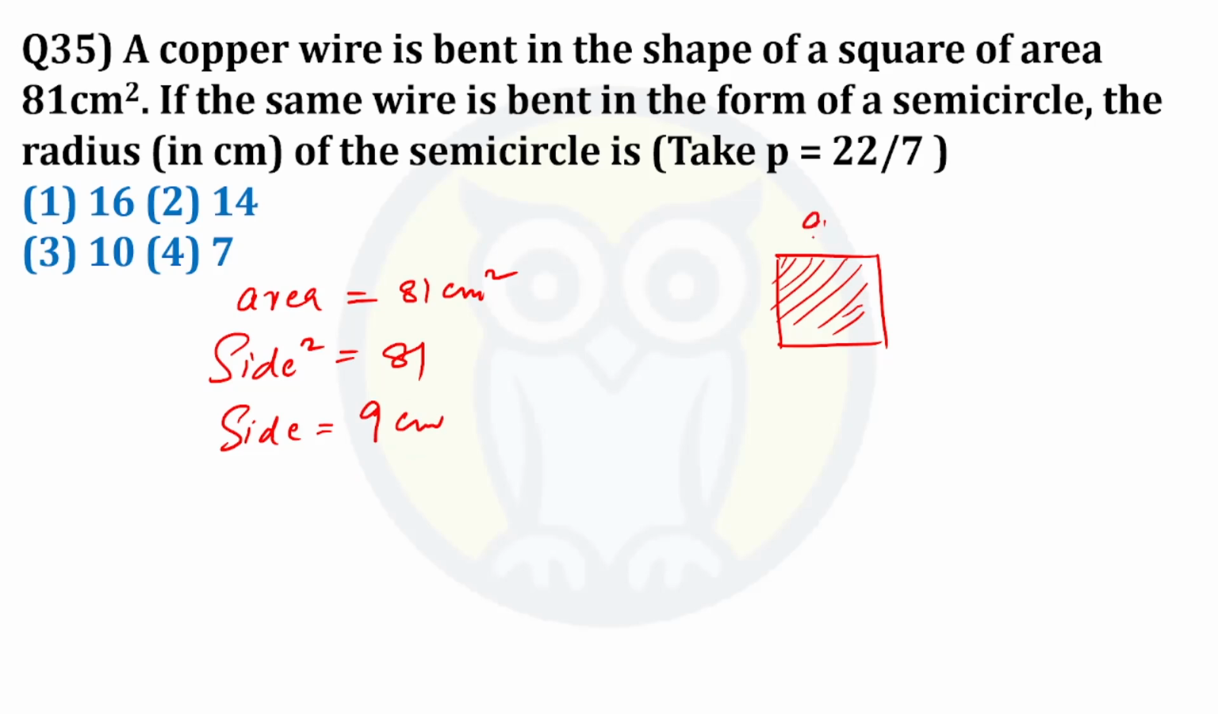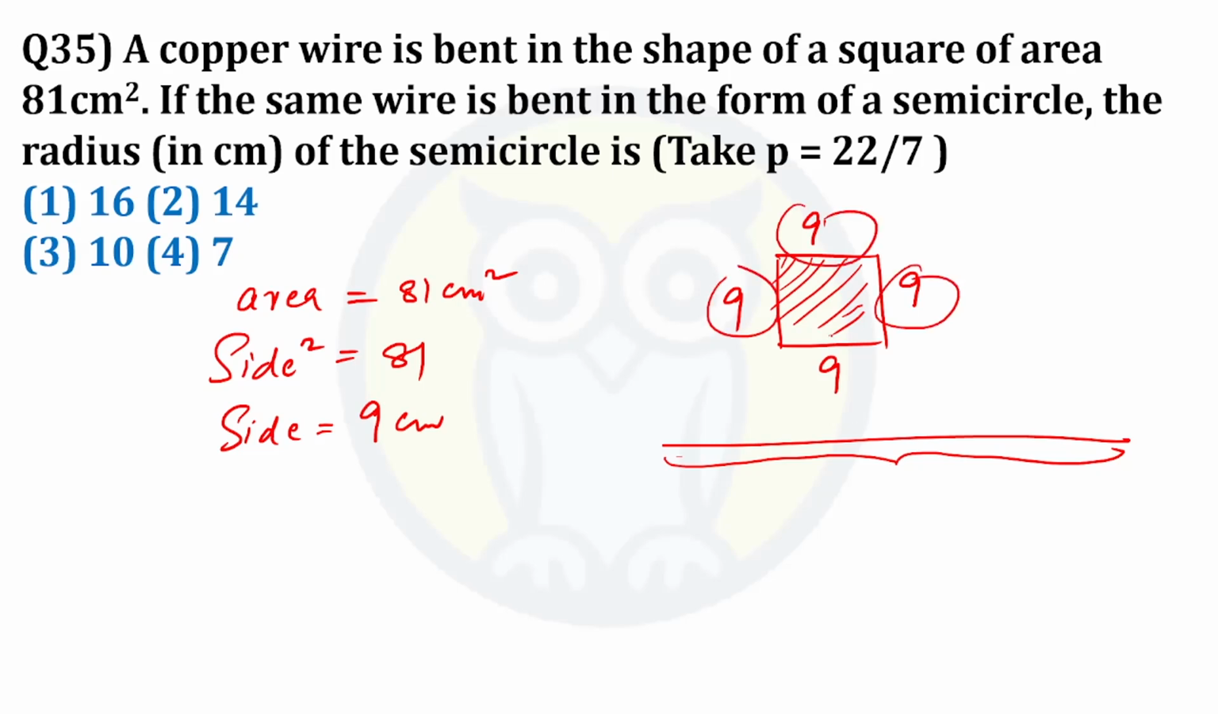Each side is 9. If the same wire is bent in the form of a semicircle, then what is the length of the wire? It is 9 plus 9 plus 9 plus 9, so 36 centimeter is its length.